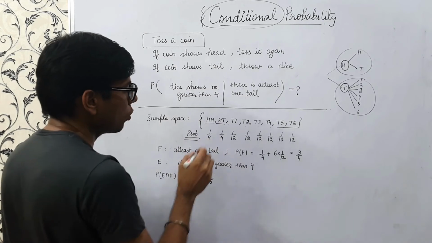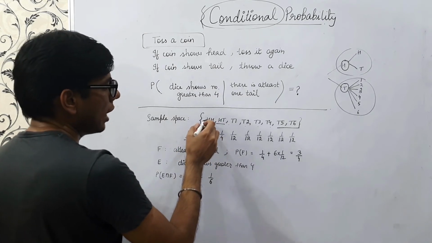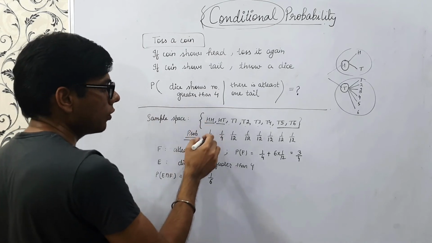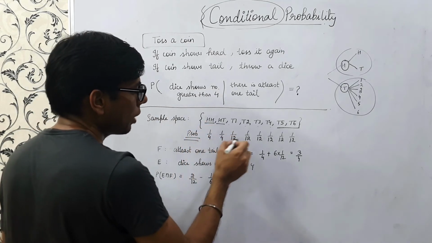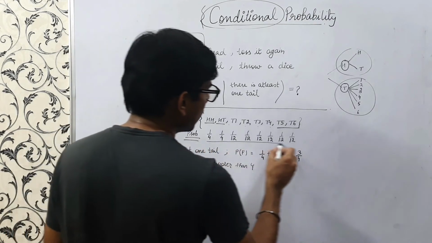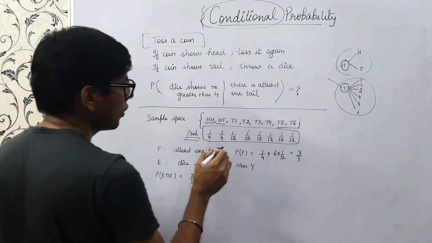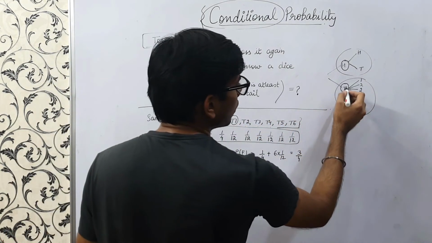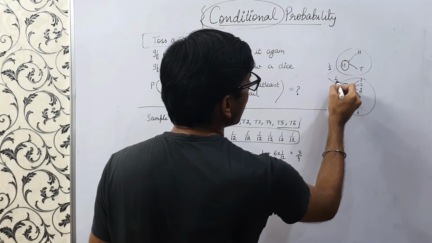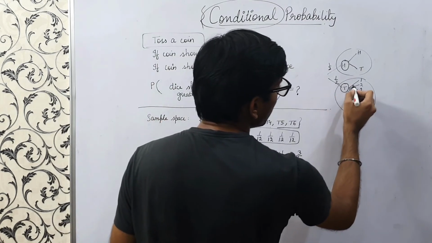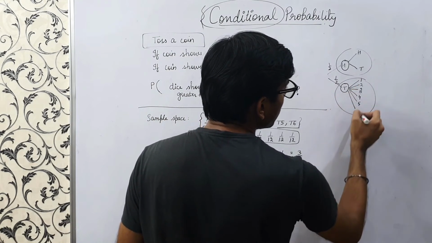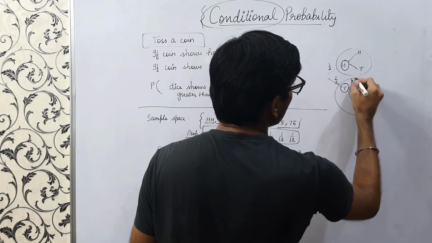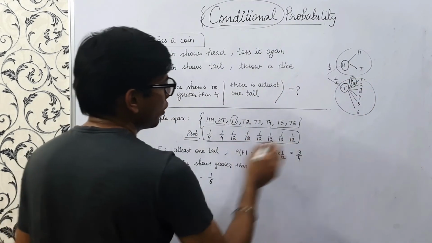For head and head, this means 1 by 4, because the probability of obtaining head in a single toss is half. So this is 1 by 4, this is 1 by 4. So we are assigning the probabilities like this, and this sums to 1. For tail it's half, right? And for tail followed by throwing a dice, this is half into 1 by 6, which is 1 by 12. So each probability is 1 by 12 over here.